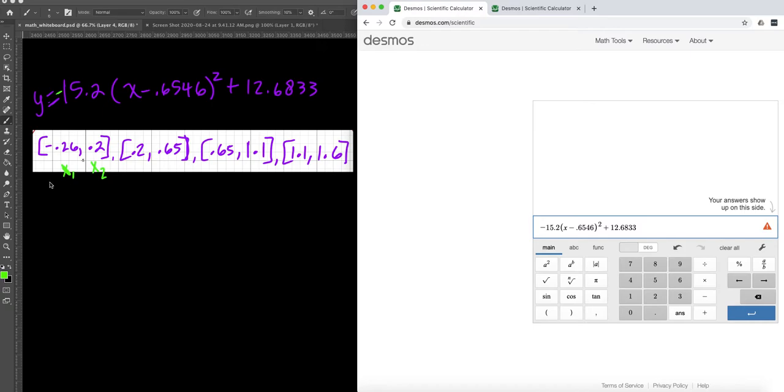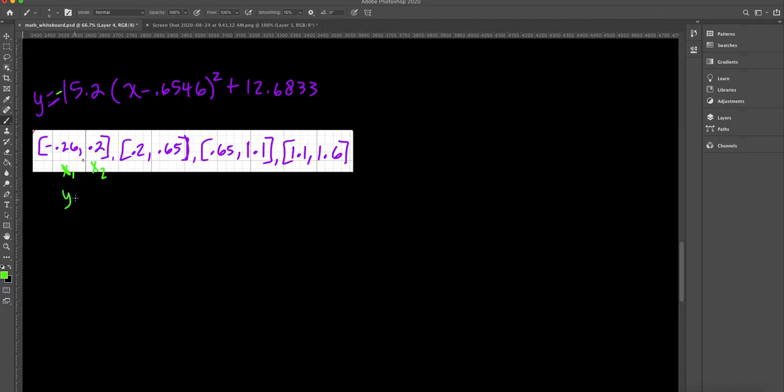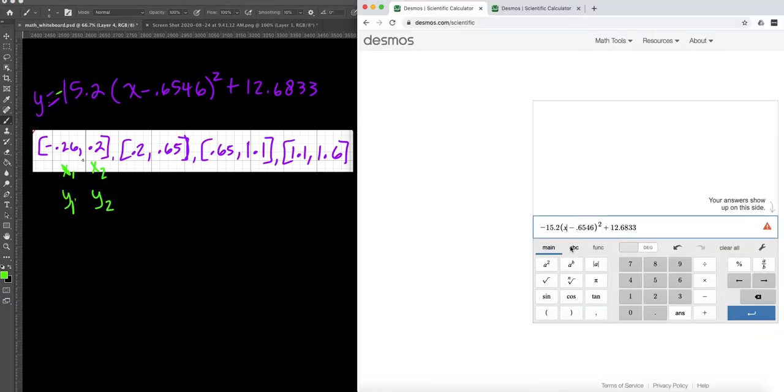Now, what we're going to do, because we want to plug in our x value to get our y value. So if we plug in x1, we get y1. If we plug in x2, we get y2. And so if we go back to Desmos, we just change that x with negative 0.26, which is our x value. It tells us our y value right here. So negative 0.03.